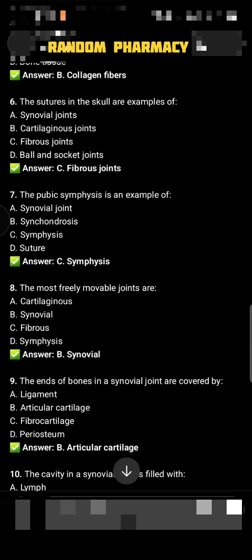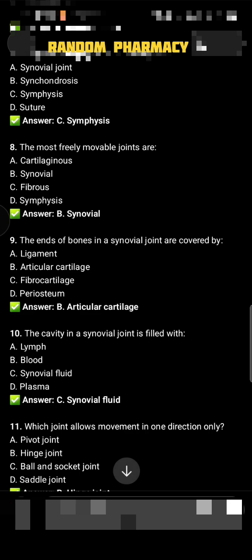The pubic symphysis is an example of synovial joint, chondriosis, symphysis, suture. The right answer is symphysis. The most freely movable joints are cartilaginous, synovial, fibrous, symphysis. The right answer is synovial. The ends of bones in a synovial joint are covered by ligament, articular cartilage, fibrocartilage, periosteum. The right answer is articular cartilage.